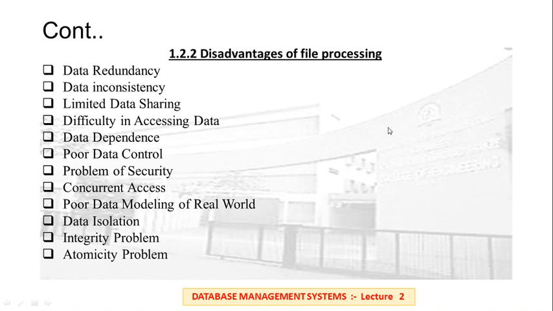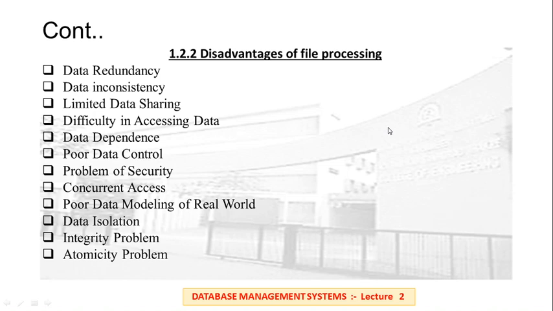Data isolation is the next one. It is difficult to store the entire data in a single file. It is distributed in different files as per the category. These files may be in different formats, because of which it becomes difficult to write application programs to access the desired data from these files.